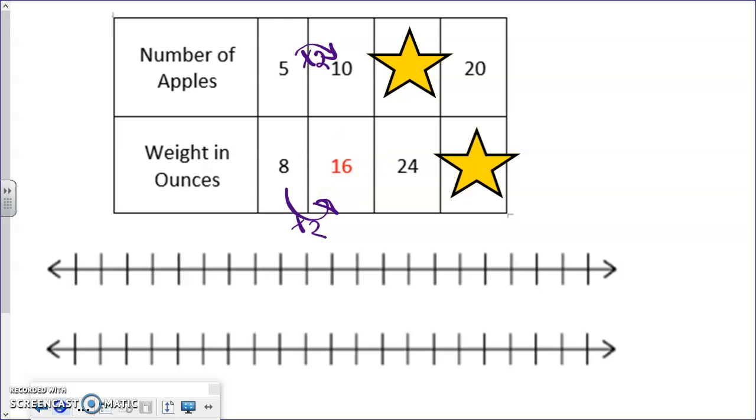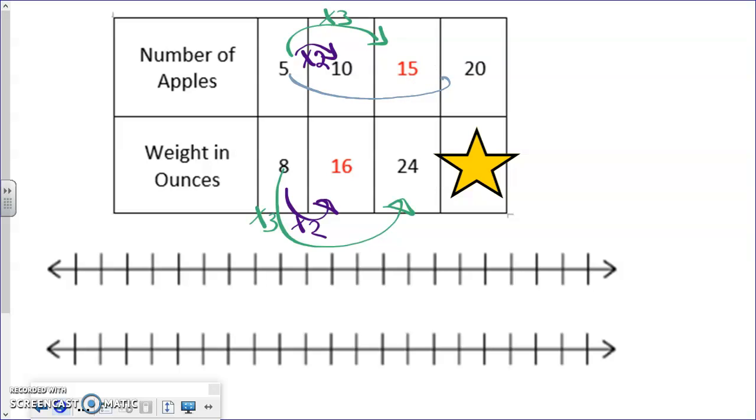Then, to get the star at the top, 8 times what is 24? 8 times 3 is 24. So 5 times 3 is going to give me how much? That would be 15. And then finally, 5 times what is 20? That would be times 4. So then I would do 8 times 4, and 8 times 4 is going to give me 32.